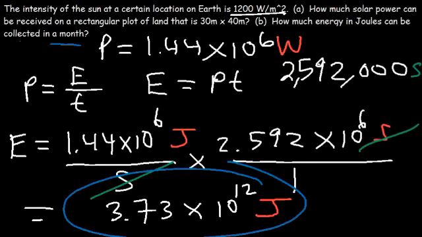By the way, 10 to the 6 represents a million, 10 to the 9 represents a billion, 10 to the 12 represents a trillion. So you could say it's about 3.73 trillion joules will be collected in this plot of land in a single month.